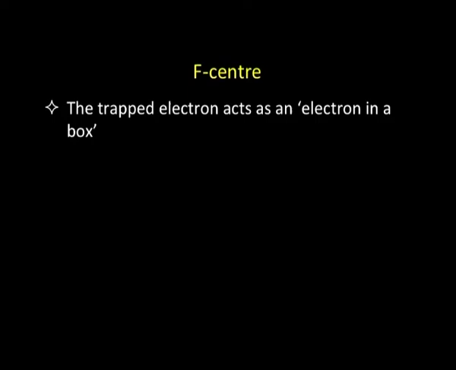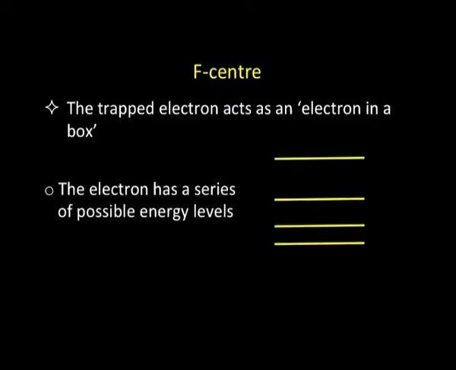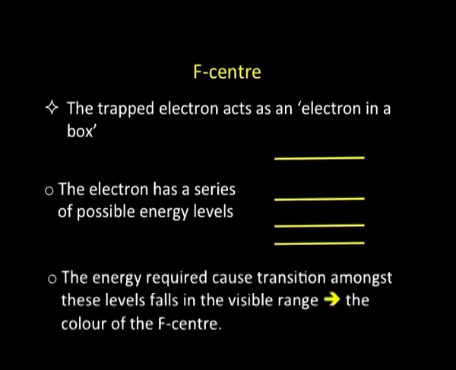It is similar to that, and since it is an electron in a box, this electron has possible quantized energy levels. When we give energy to this system, that means when you shine some light on this, because of absorption of radiation there are transitions among these energy levels, and as a consequence the material becomes colored.